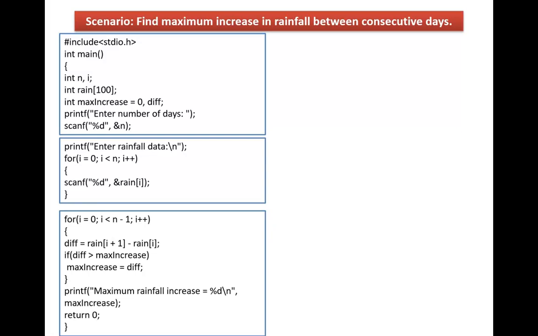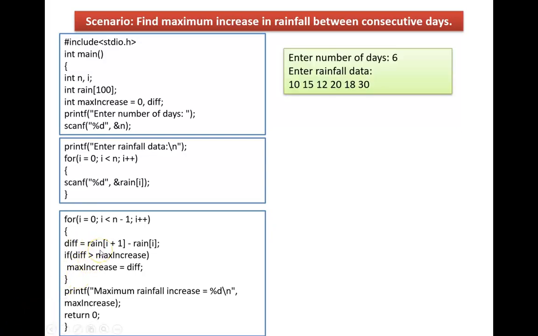And after computing the difference, if the difference is greater than max increase, then max increase will get the value of the difference. Or in other words, difference is assigned to max increase. This is what is done in the for loop. Next, after the for loop, what do I try to do? I try to print the value of max increase. That's it. Right? So if this part of the code is tricky, let us sort it out now.